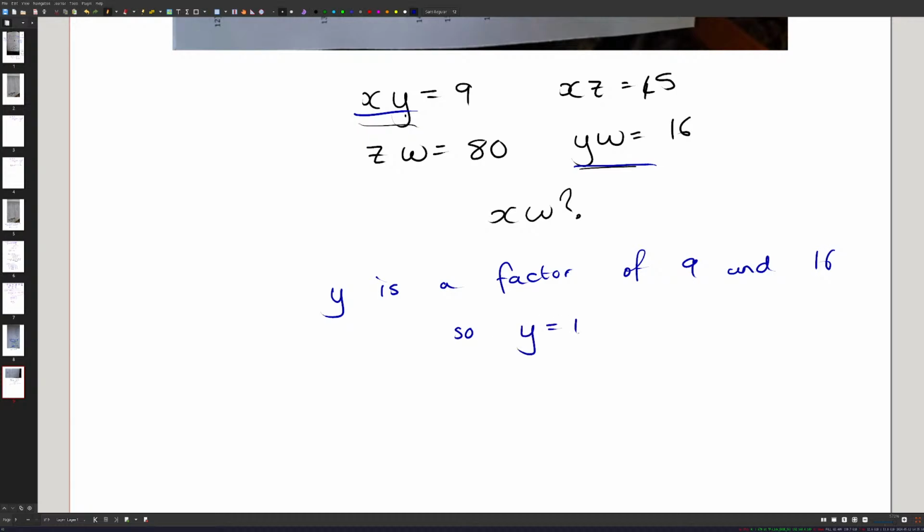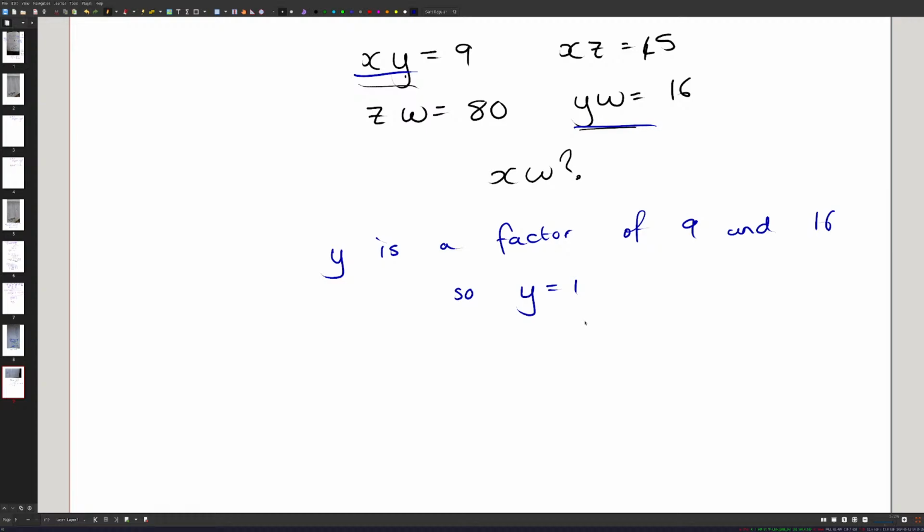9 is 3 squared, and 16 is 2 to the 4. So the only prime factor of 9 is 3, and the only prime factor of 16 is 2. And so they have no prime factors in common. So they have no factors in common at all other than the 1. They are relatively prime. So that's why I can say straight away that y is 1. And that just tells me that, yeah, x is 9 and w is 16.